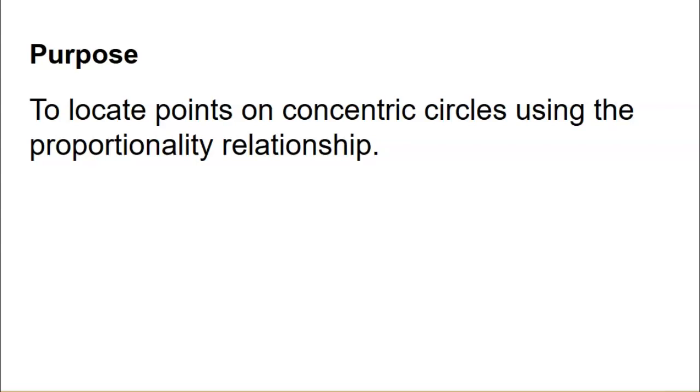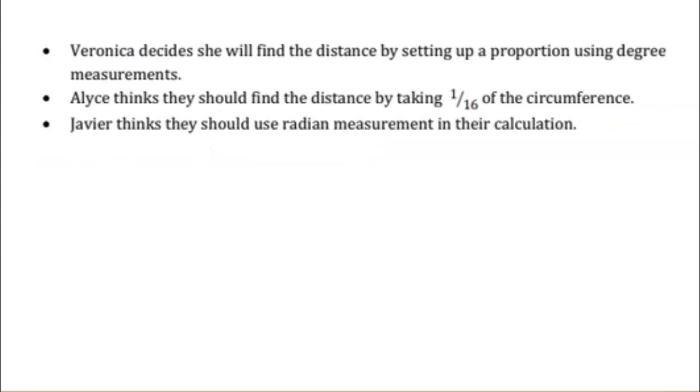This lesson is a solidify understanding task, which takes concepts developed previously and helps you formalize those ideas. The purpose of this lesson is to locate points on concentric circles using the proportionality relationship. Veronica decides she will find the distance by setting up a proportion using degree measurements. Alice thinks they should find the distance by taking 1/16 of the circumference. Javier thinks they should use radian measurement in their calculation.